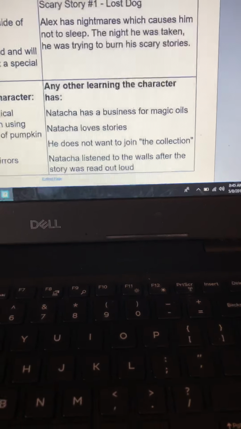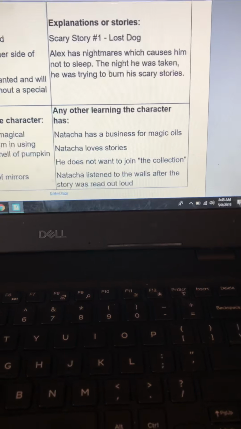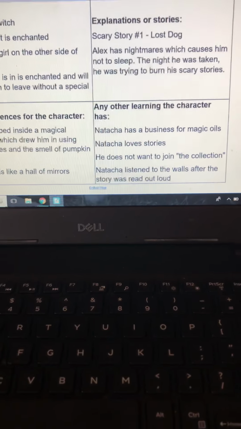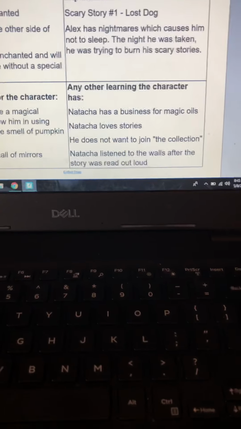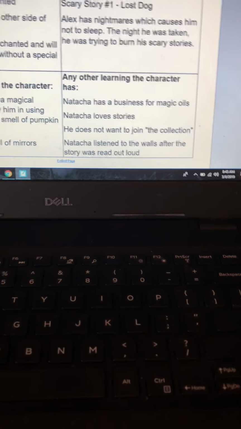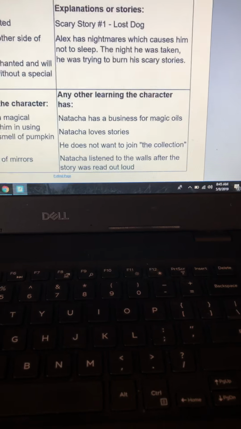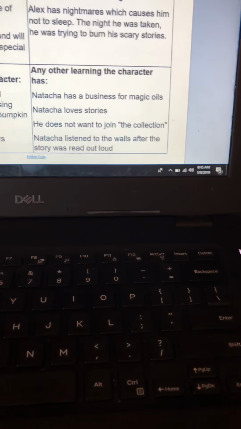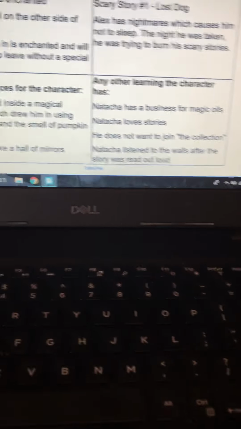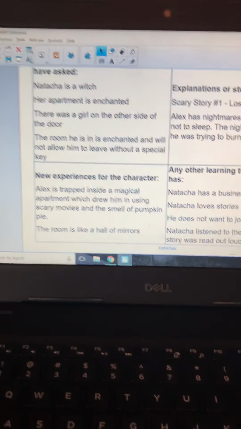So, some of the other learning that the character has had is Natasha has a business for magic oils. Again, it's not directly related to the story, but this is new learning that he's learning about her. It could be beneficial at the end. Natasha loves stories. He does not want to join the collection. And Natasha listened to the walls after the story was read out loud. So that's his new learning. We don't know what it means. It's not like we have an answer to that question.